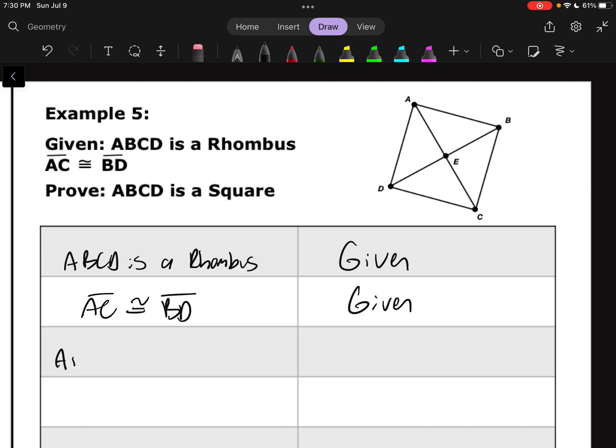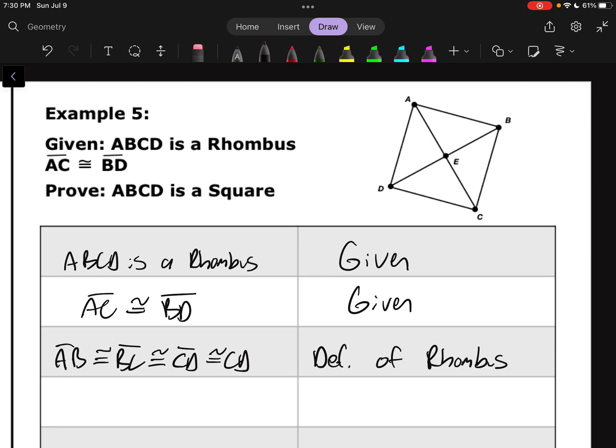Now, conveniently, one of those is already taken care of for us. All four sides have to be congruent since it's a rhombus, right? Definition of rhombus says that all four sides are the same. So let's update our diagram here. We got all four of these sides being the same. Oh, and from the given, we already had that AC was congruent to BD. So now really it's our mission to prove that all four angles are the same.